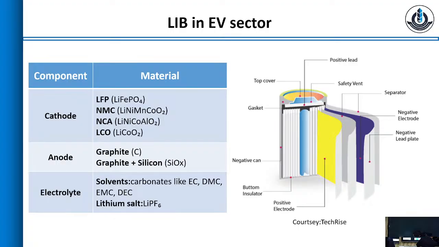The typical materials that we use for the cathode electrodes are some kind of oxides. So these are lithium iron phosphate, nickel manganese cobalt oxide, NMC, and lithium nickel cobalt aluminum oxide. So these cathode materials are typically oxides, or a mixture of oxides. The anode is typically graphite, or graphite with silicon oxide.